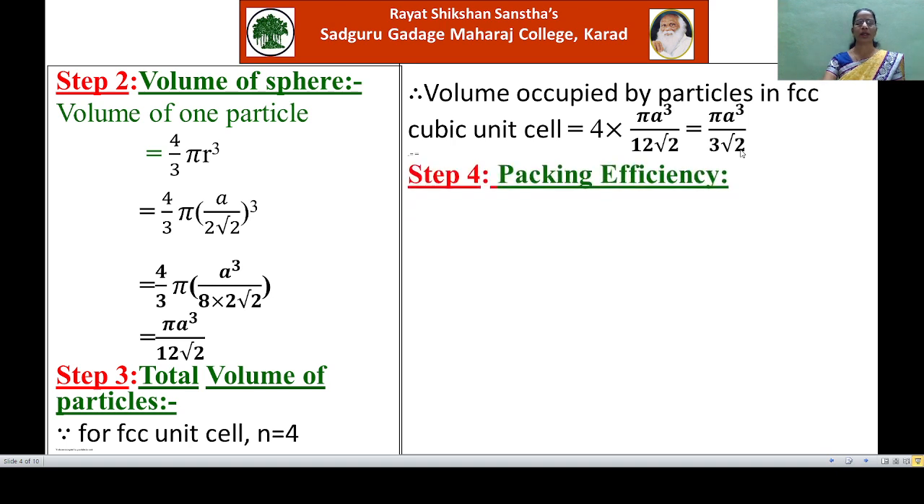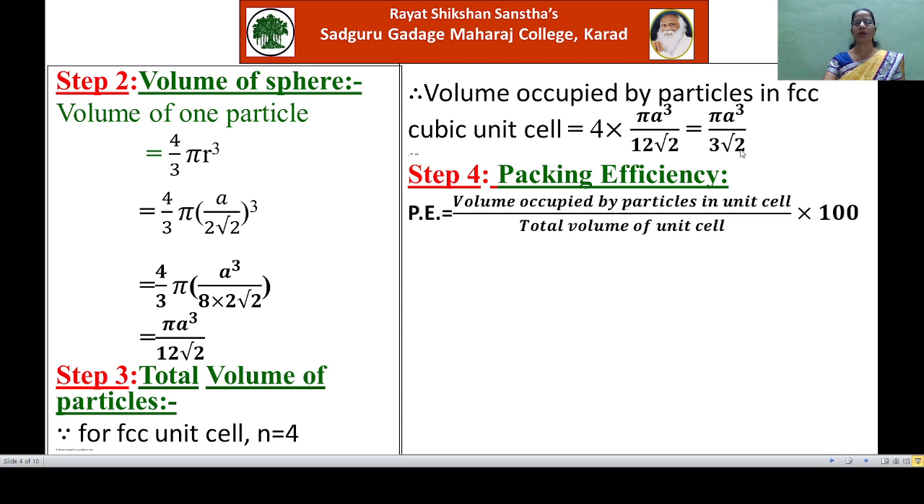Now, with the help of these 3 steps, we will find the packing efficiency. We know the formula for packing efficiency: volume occupied by particles in unit cell divided by total volume of unit cell, into 100. Now, insert the value of volume occupied by the particle as given in step 3, and it is pi a cube divided by 3 root 2.